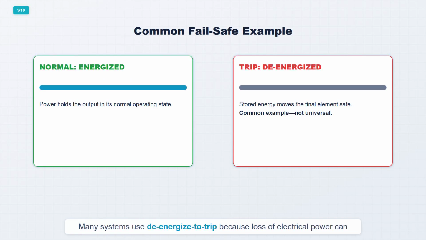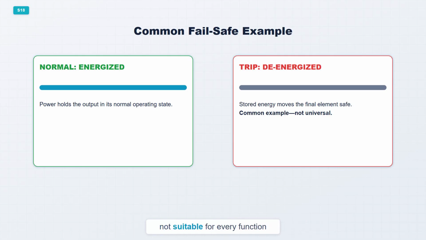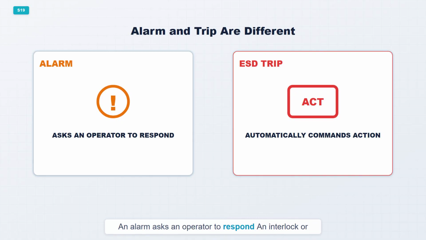Many systems use de-energize to trip because loss of electrical power can then drive an output toward the intended safe condition. But this is not automatic proof of safety, and it is not suitable for every function. An alarm asks an operator to respond. An interlock or trip acts automatically when its conditions are met. The DCS often shows status, sequence of events information, and alarms, while the safety system performs the safety logic.